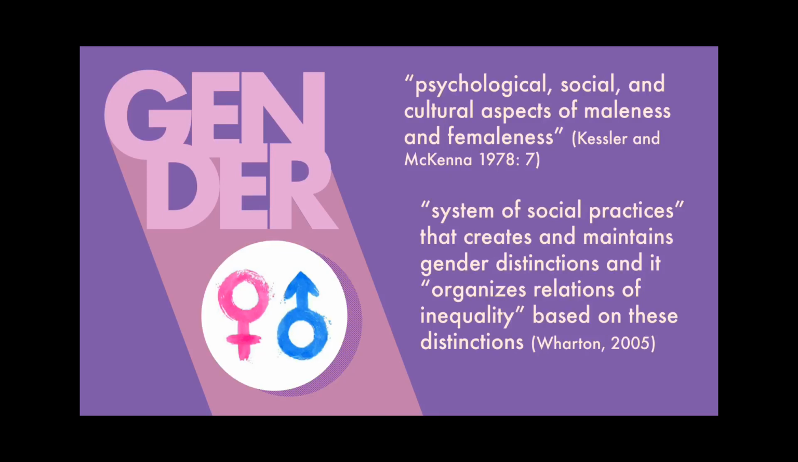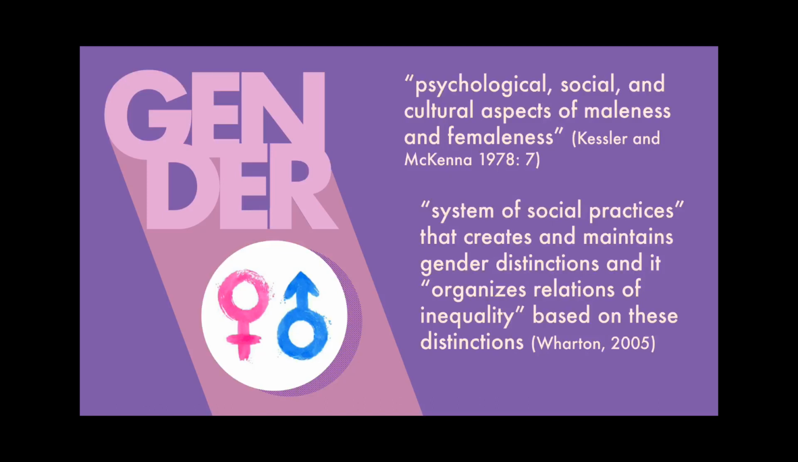The first one talks about your maleness and your femaleness. This one talks about your womanness and your manness. This talks about your boyhood and your girlhood. Here are some definitions of gender. These are psychological, social, and cultural aspects of maleness and femaleness.